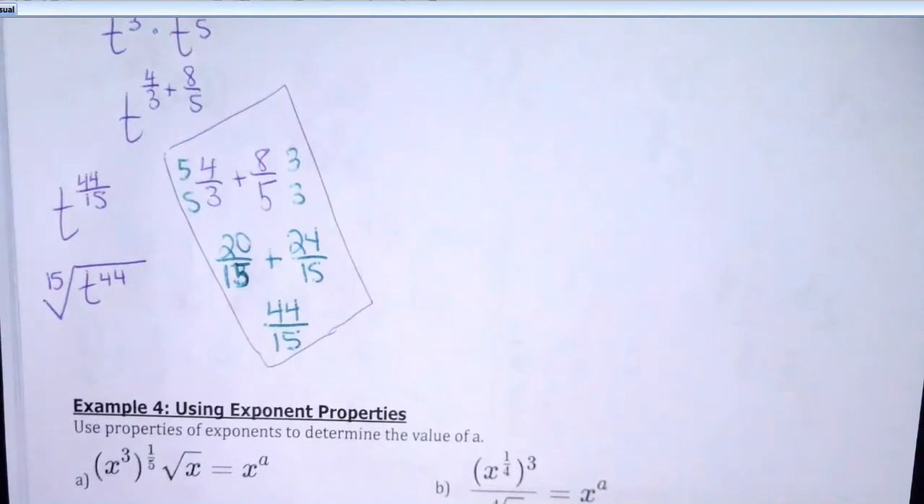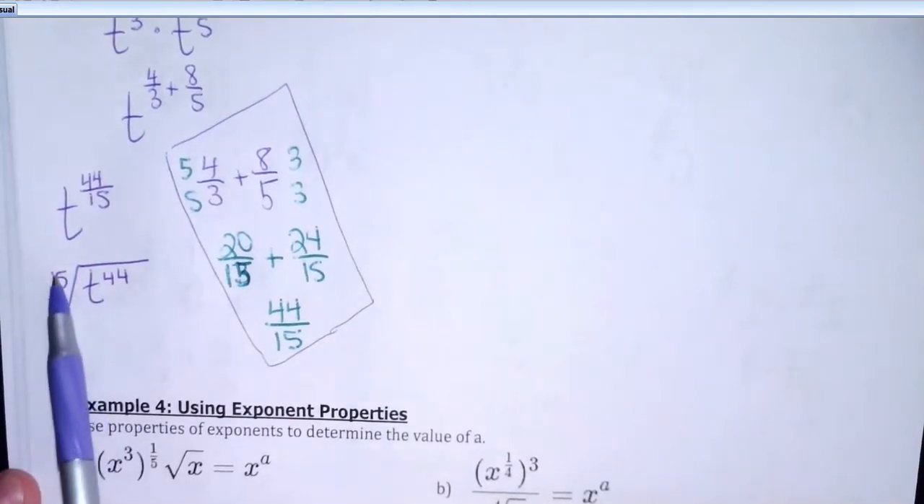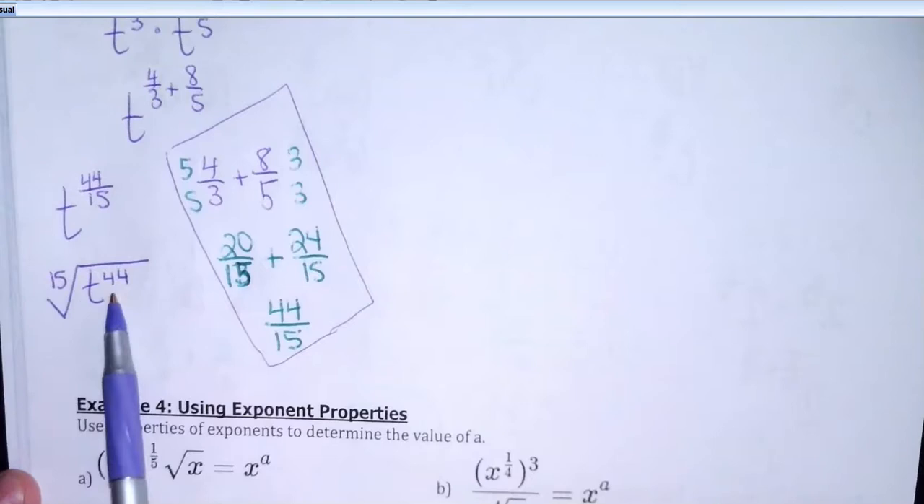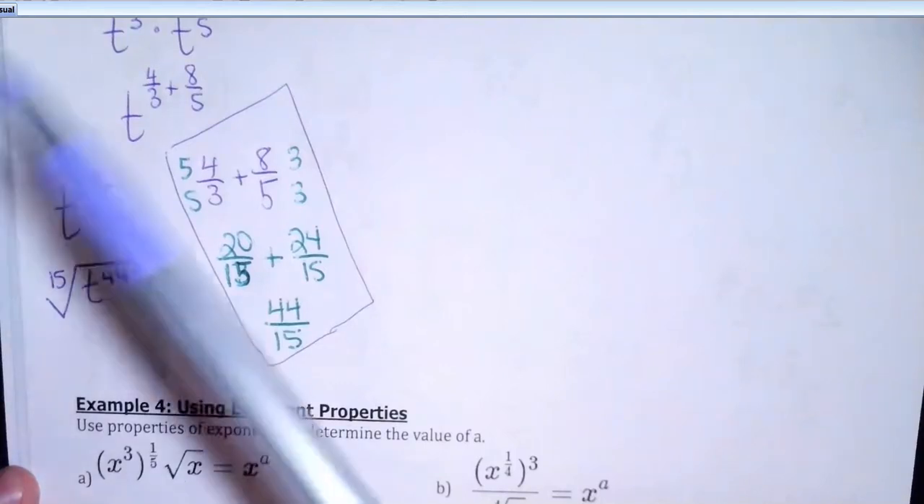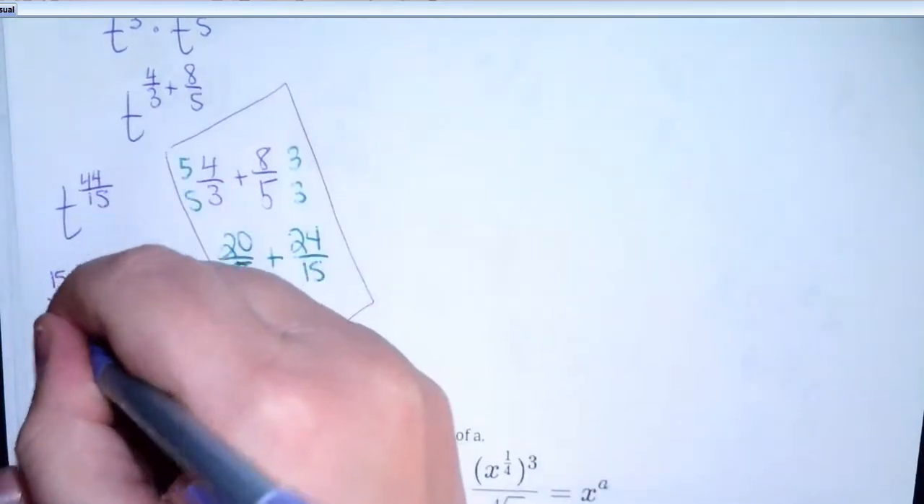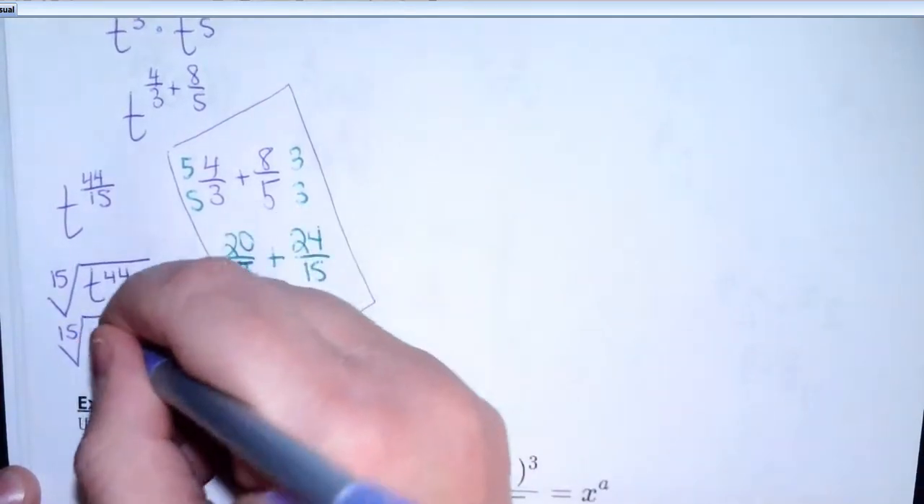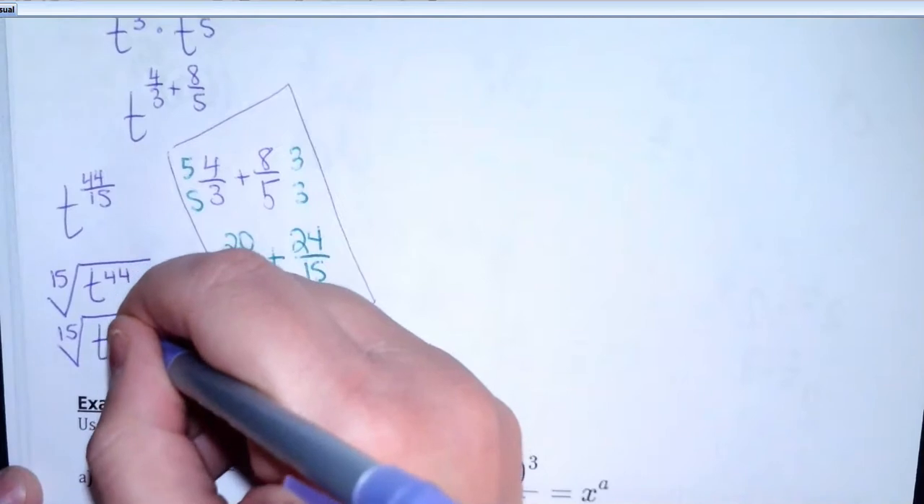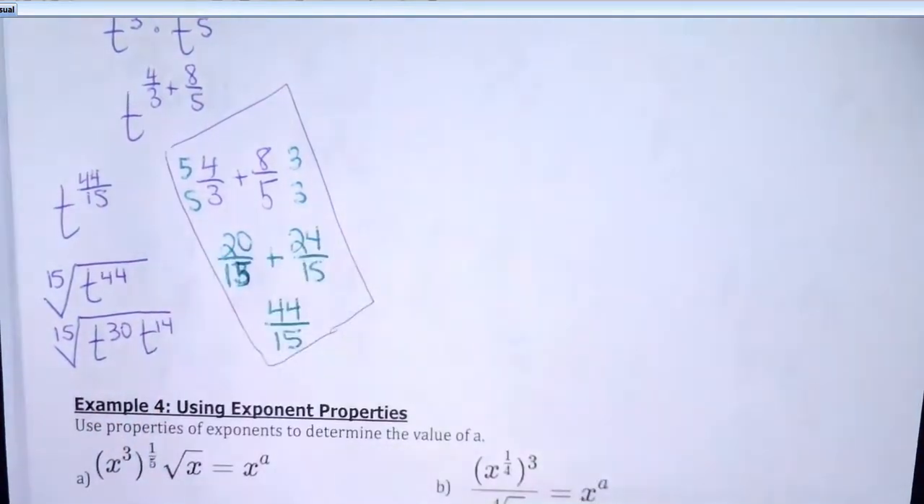Okay, now it's been a minute since we've done this, but that can be broken down. 44, it's not going to exactly go into 15, but you can break this down. So I'm going to try to get the biggest number I can that will divide into 15. So let me rewrite this real quick. Numbers that go into 15, you got 15, 30, 45. I'm going to rewrite this as t to the 30th times t to the 14th. That would add back up to that 44.